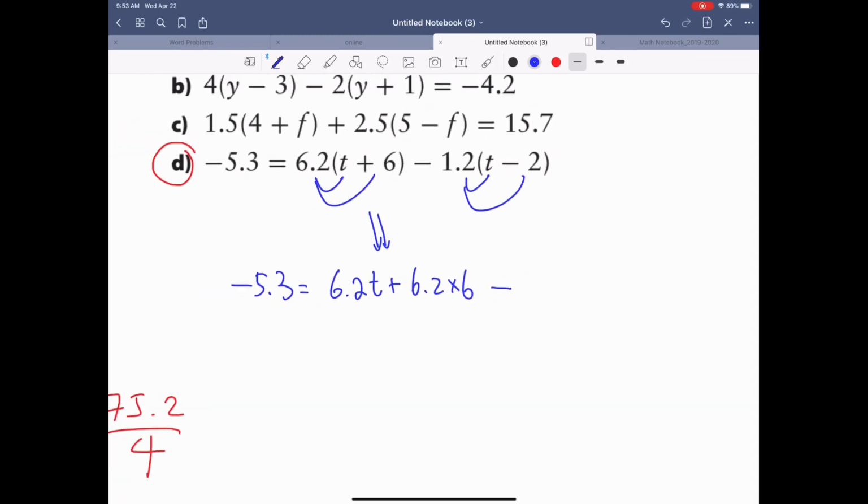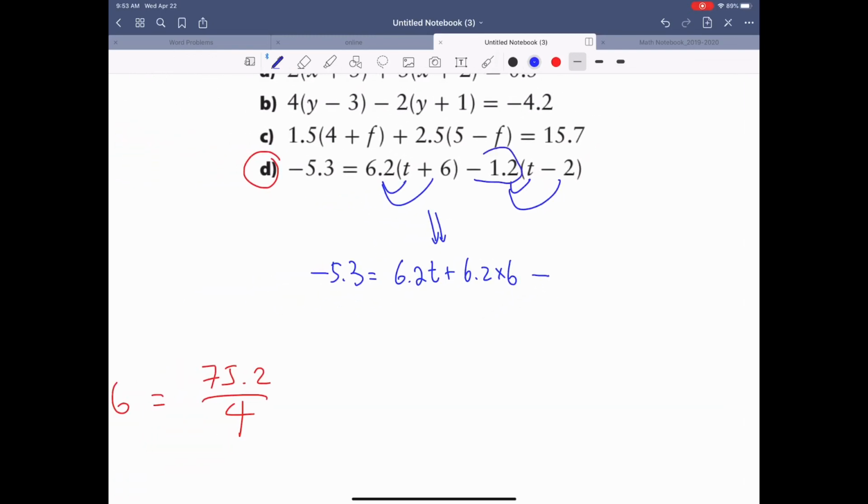Minus, okay. Do you see that this is actually negative 1.2 or minus 1.2? I told you the sign always follows the number behind it, okay? So this times t gives you minus 1.2t, okay? How about minus 1.2 and minus 2? Do you see the two minus signs here? That will give you a plus actually. Please, please, please, just be careful about that, okay? So a plus 1.2 times 2.